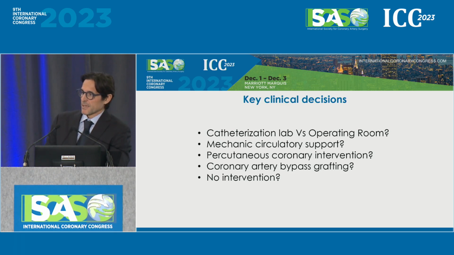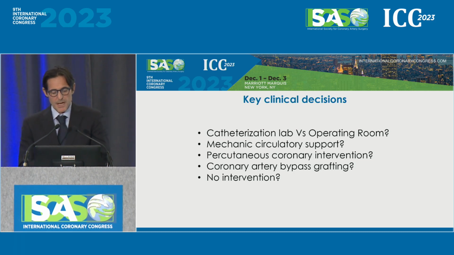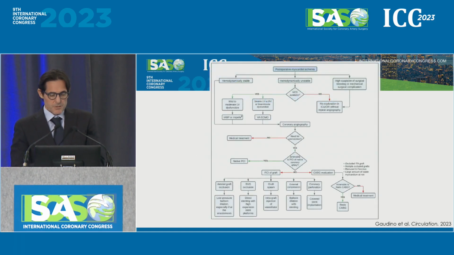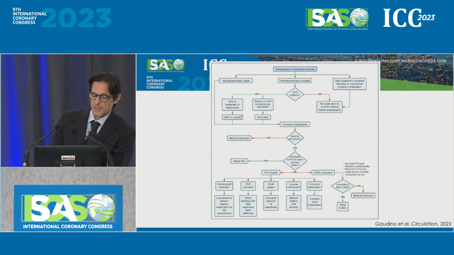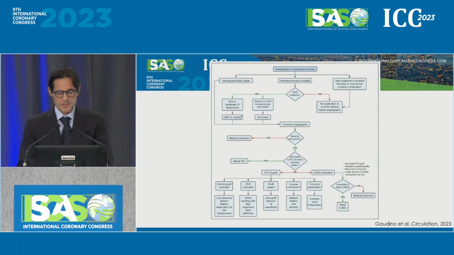Are you bringing the patient to the cath lab or to the operating room, or are you opening the chest in the ICU? Do you need mechanical circulatory support? How do you want to treat ischemia: PCI, redo CABG, or just do nothing? We tried to address all of that, and I think this is the most important part of our document, this algorithm. It may seem complex, but it is in reality not that complex.